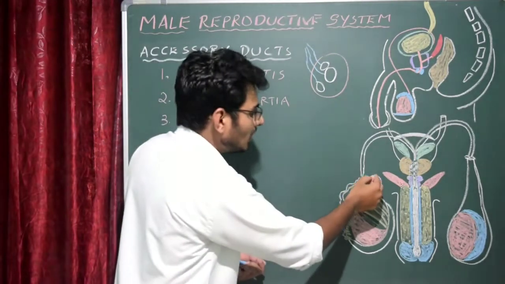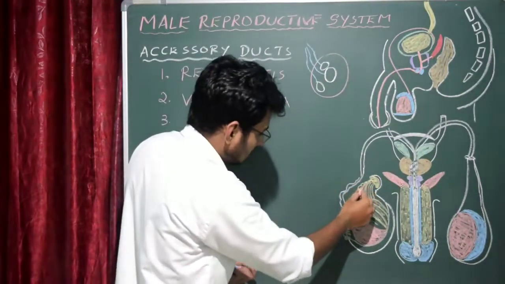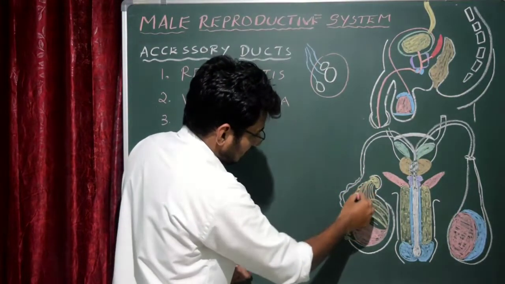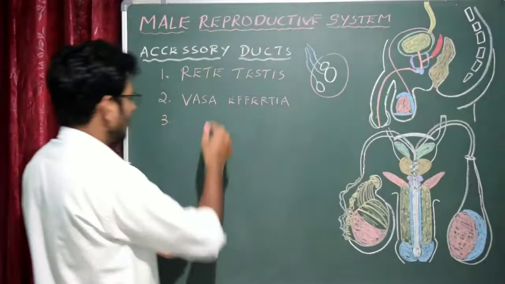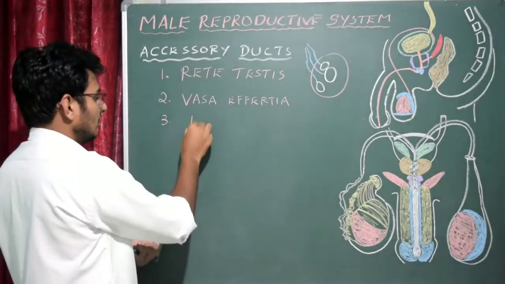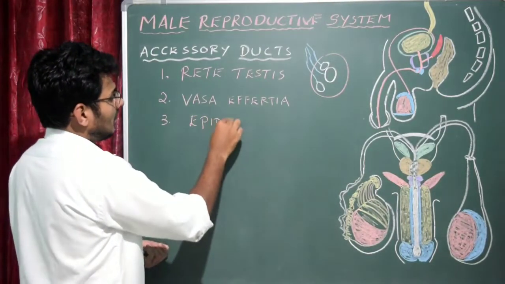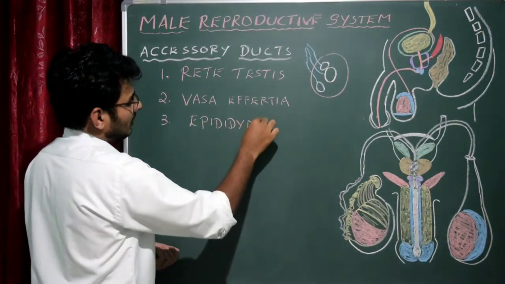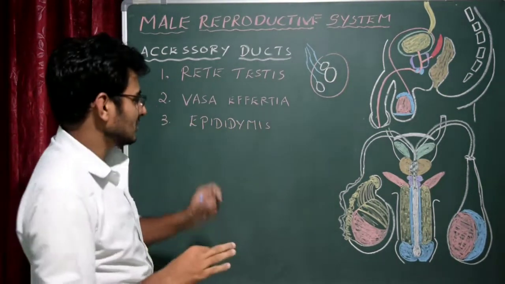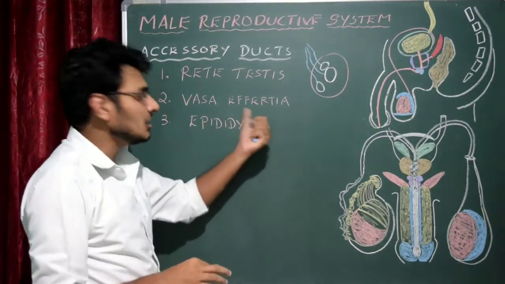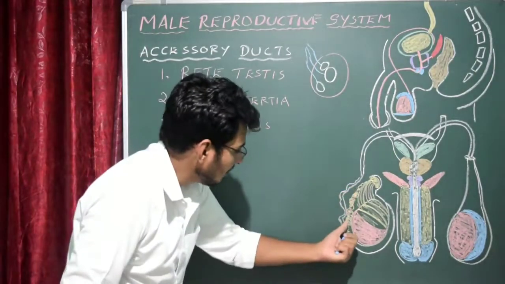It opens into another big pipe. You could see here, this is the big pipe. Got it? So this is the big pipe which comes out of the vasa efferentia. We call it epididymis. A bit complex term actually. Epididymis is the third pipe system. You could see here, this is the epididymis.